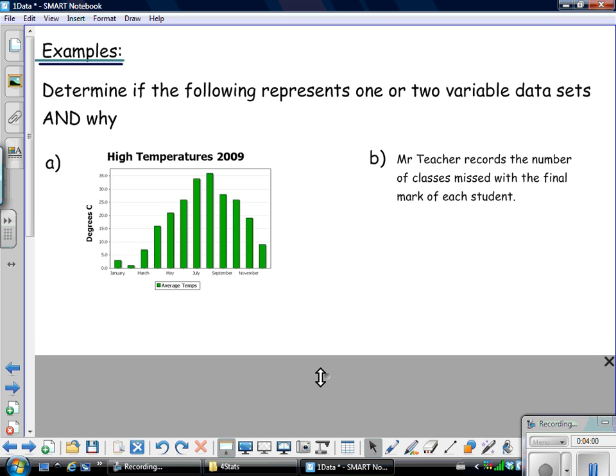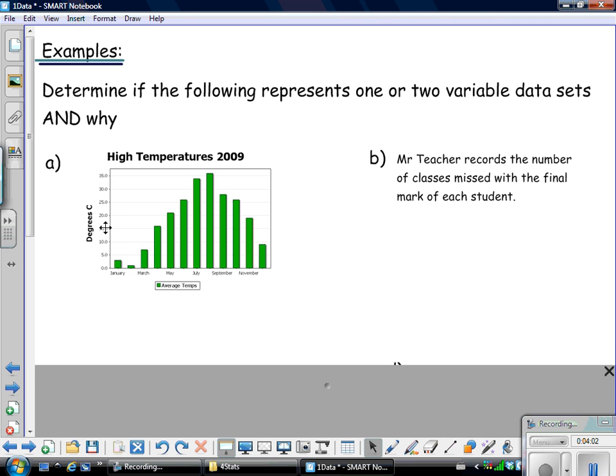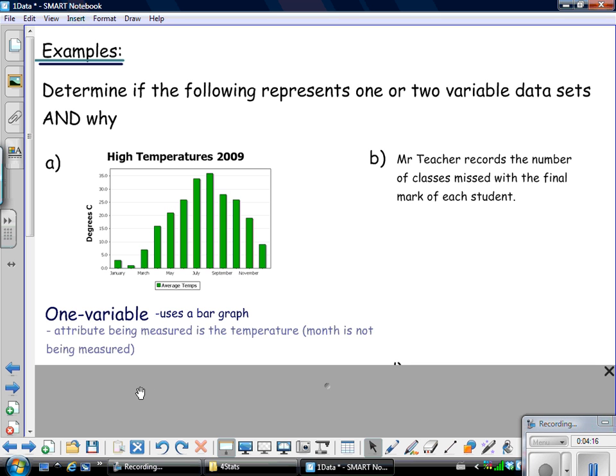So let's look at part A first of all. We can see that we have a bar graph. So I'm going to say it's one variable. Why? Because it uses a bar graph. And another reason is the attribute being measured is the temperature. Month is not being measured. We don't measure months, that stays standard. So month, temperature. The attribute I'm measuring is the temperature. So that's why I decide that that's one variable.